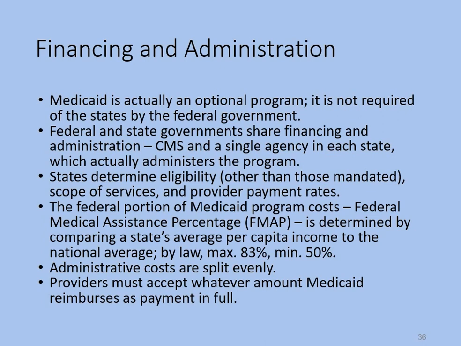So a good example, a poor state like Mississippi or New Mexico, if they put up half, they don't actually put up half, they put up some money and it may get matched at more than 50%, like 83%. Whereas a richer state like New York, Minnesota, they put up half, they'll only get matched at half.